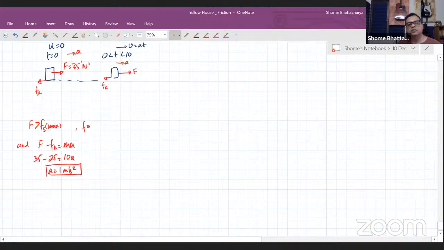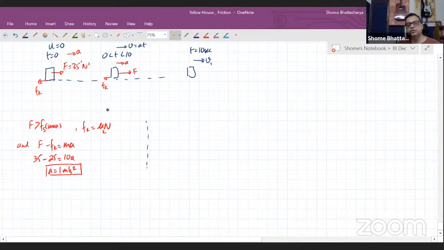Kinetic friction is equal to mu k into m. But now the interesting thing happens exactly at t equal to 10 seconds. Now this force stops acting. But by the time I reach there, it's already got some large value of velocity. So let's say it's got some velocity v1.